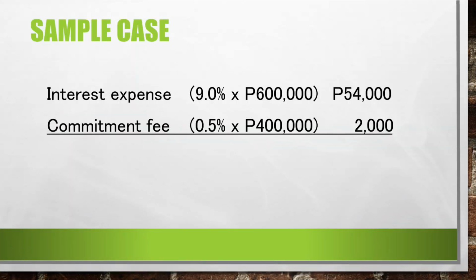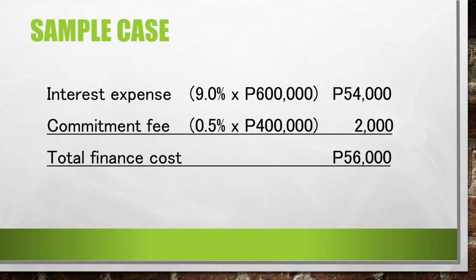Because the bank has set aside 1 million pesos for KEC, it would be unfair for the bank if there's no compensation as a result of setting that money aside. So for the remaining 400,000, the bank will charge a commitment fee. 0.5%, that's the commitment fee rate, times 400,000, that is 2,000 pesos. The total finance cost is 56,000 pesos.